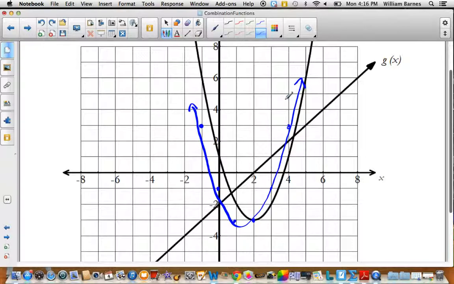And you can see that f and g didn't have any restrictions on the domain, all real numbers. So therefore, f plus g of x doesn't have any restrictions on the domain. So hopefully, guys, this makes a little bit of sense to you.